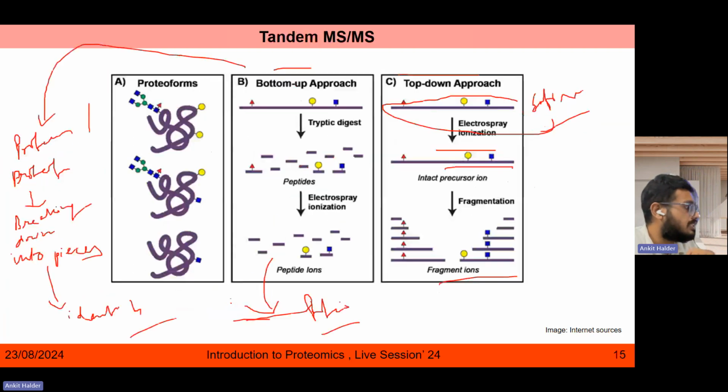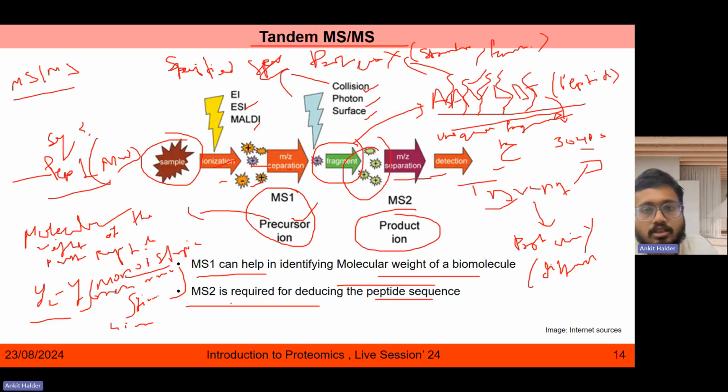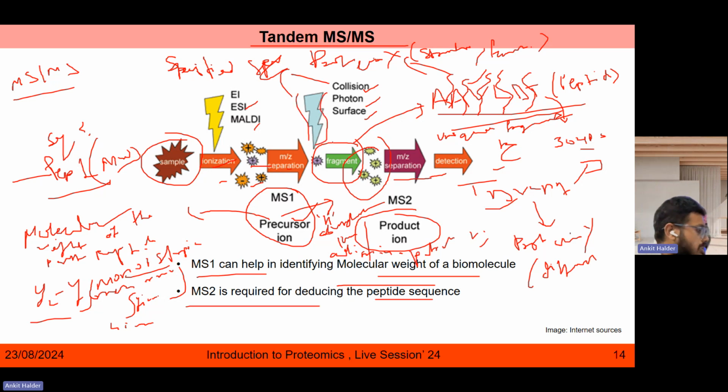So we have talked in great detail, if I again come to this particular picture, about the ionization of the peptides. Now, after this, we will be choosing either the top n abundant ions, or all ions in a particular window, and that will lead to the fragmentation.